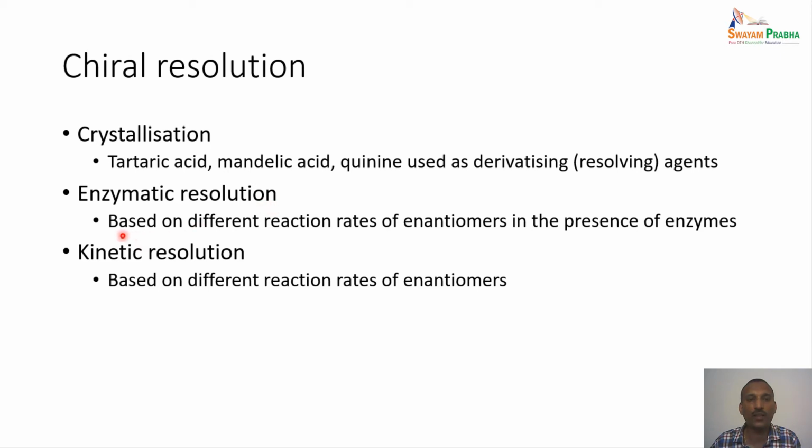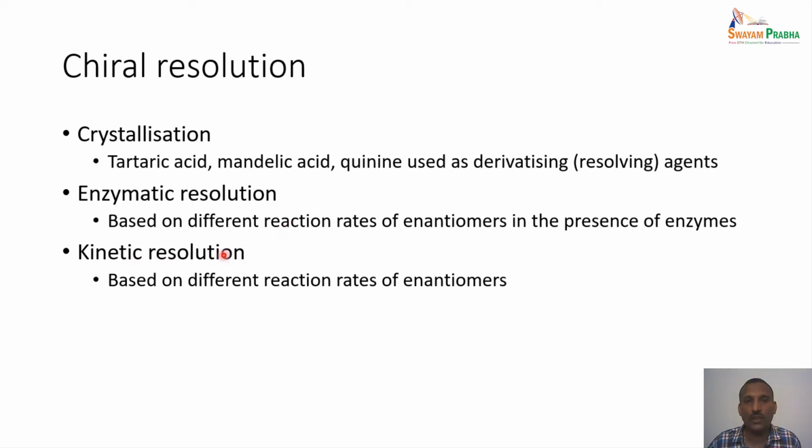In this particular resolution method, what we do is based on the different reaction rates of enantiomers in the presence of enzymes. We already know enzymes are stereospecific reagents for many reactions, so the reactions catalyzed by enzymes are always stereospecific. That means only one of the isomers is formed in 100%. By using that method, we can actually separate some of the enantiomers by forming some derivatives.